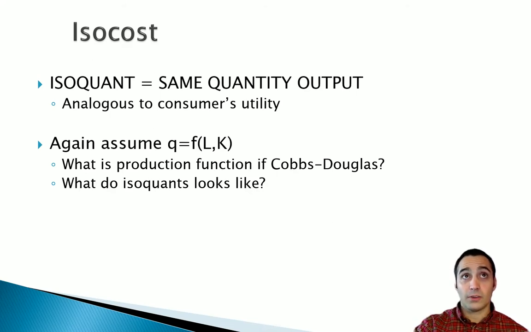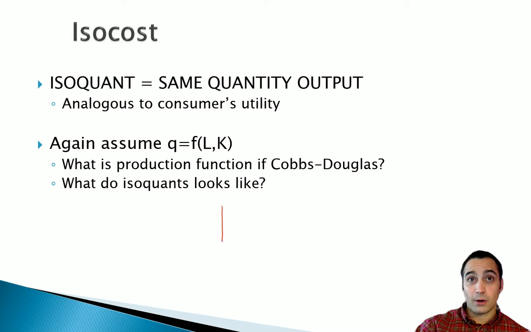Similar to isocosts, we have isoquants. Isoquant is a curve showing the same quantity output. It's analogous to the consumer's utility function, right? Consumers maximize utility, firms maximize quantities, and we want to find all points that make a firm just as happy. Let's assume we've got some Q equals some function of L and K, right? Our inputs are labor and capital, not some other things. And let's assume that labor and capital are combined using Cobb-Douglas technology. What would our isoquants look like?